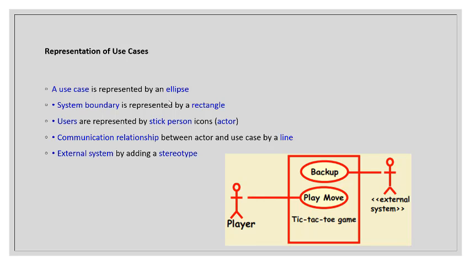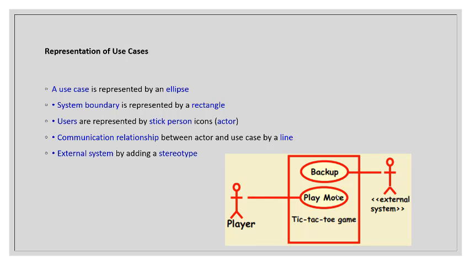All the ellipses of the system are enclosed within a rectangle which represents the system boundary. The name of the system being modeled appears inside the rectangle. Here the name of the system is tic-tac-toe game, and backup is one use case and play move is another use case.